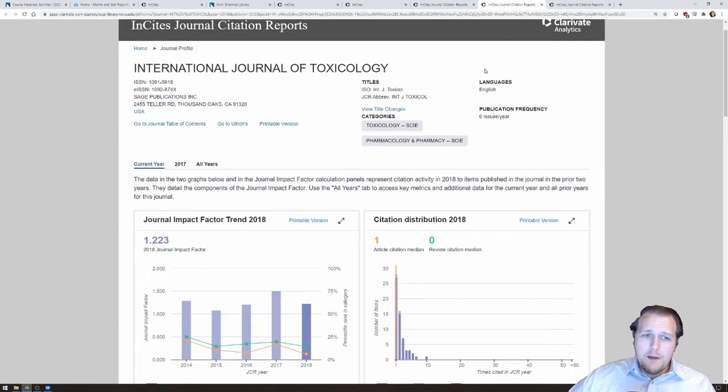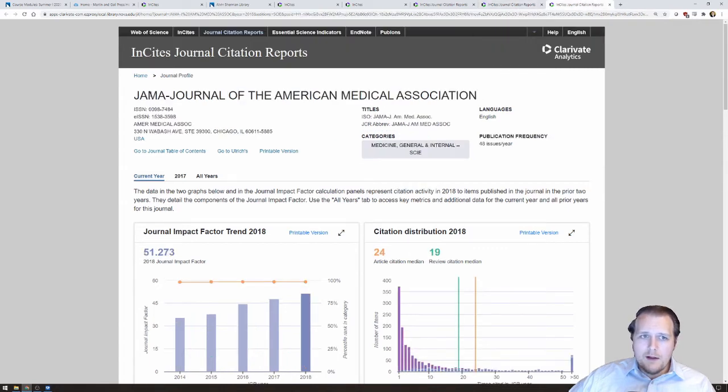Let's look at a really big time journal, something like JAMA, the Journal of the American Medical Association. JAMA is something that even most lay people have likely heard of, so it makes sense that it's a really important journal. It's going to get a lot of citations, and if you look at it, 51.273. For every article they put out in 2018, it got cited about 51 times. That's pretty important, right? That means a lot of people are looking at that research and utilizing it for their own research and publications.